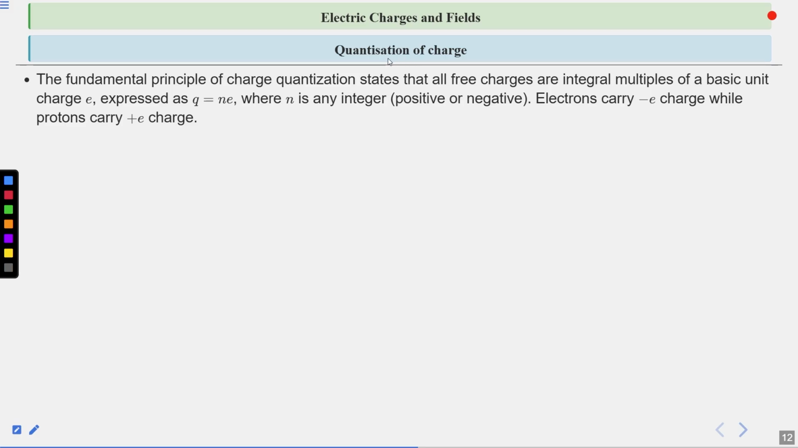Quantization of charge. The fundamental principle of charge quantization states that all free charges are integral multiples of a basic unit charge, and that is e, expressed as q = ne. This is very important. q = ne, where n is any integer, positive or negative. Electrons carry -e charge, while protons carry +e charge. And what is the value of e? Numerical value of e?